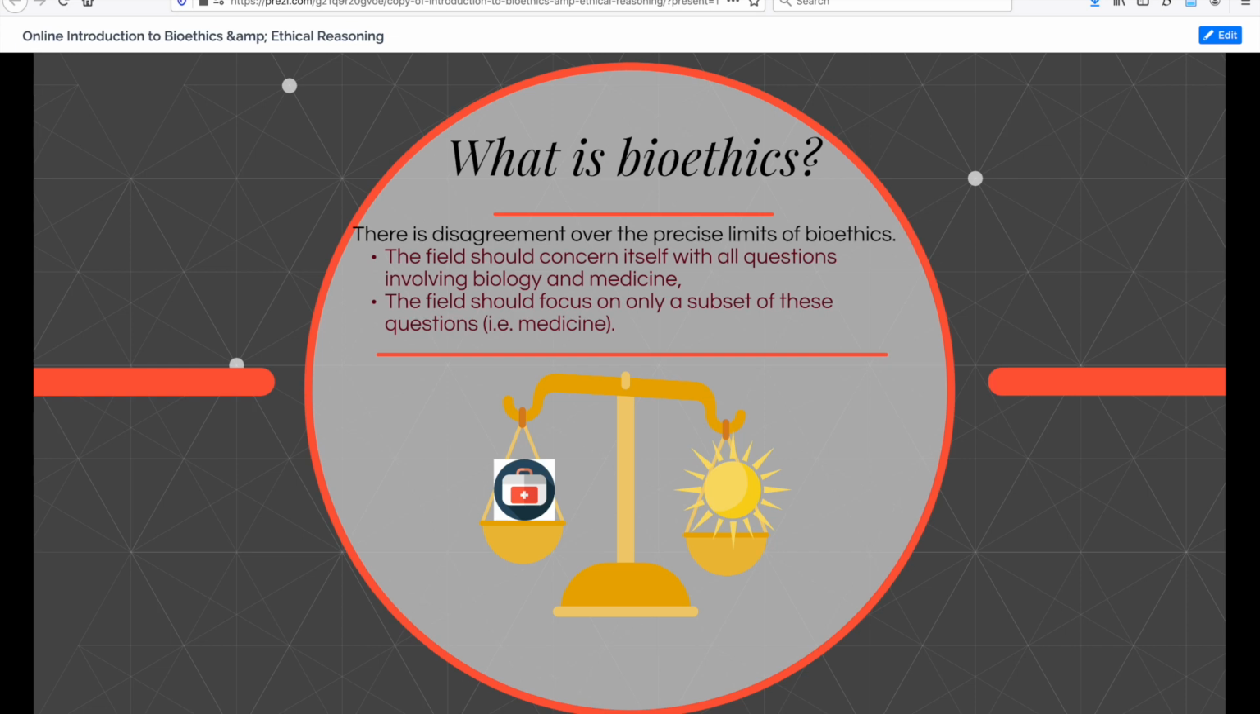So there's one camp that says, well, the field of bioethics should concern itself only with questions involving biology and medicine. We should focus on clinical ethics. We should focus on research ethics and questions that directly arise out of the biological sciences. And that is where bioethics should end, right? That should set the limits of bioethics. But there's another group that argues that the field should focus on a wide swath of questions beyond the medical contexts.